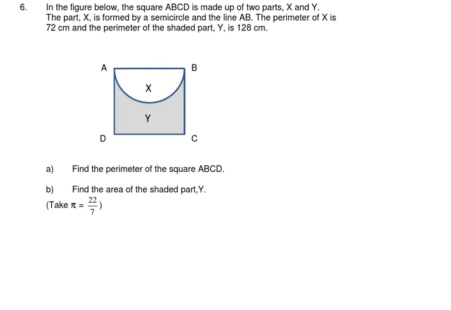Okay, in the figure below, the square ABCD is made out of two parts, X and Y. The part X is formed by the semicircle. Of course, you can see this is a semicircle, and the line AB. The perimeter of X is 72 cm. So the whole thing is 72 cm. And the perimeter of the shaded part Y is 128. So this thing is 128. Right? Find the perimeter of ABCD.